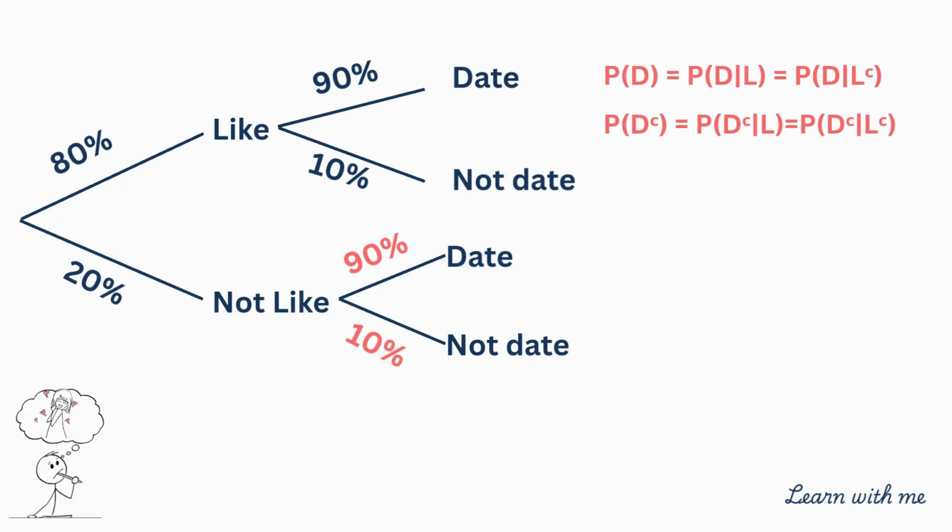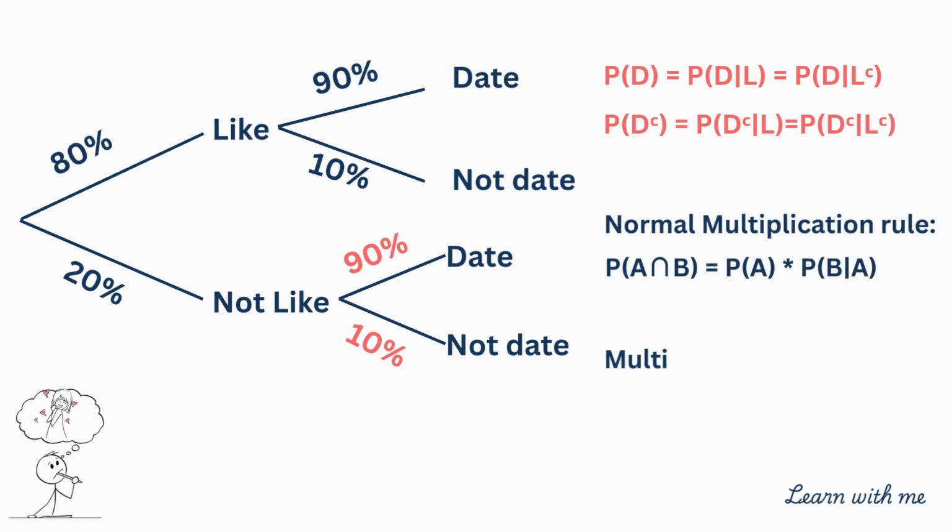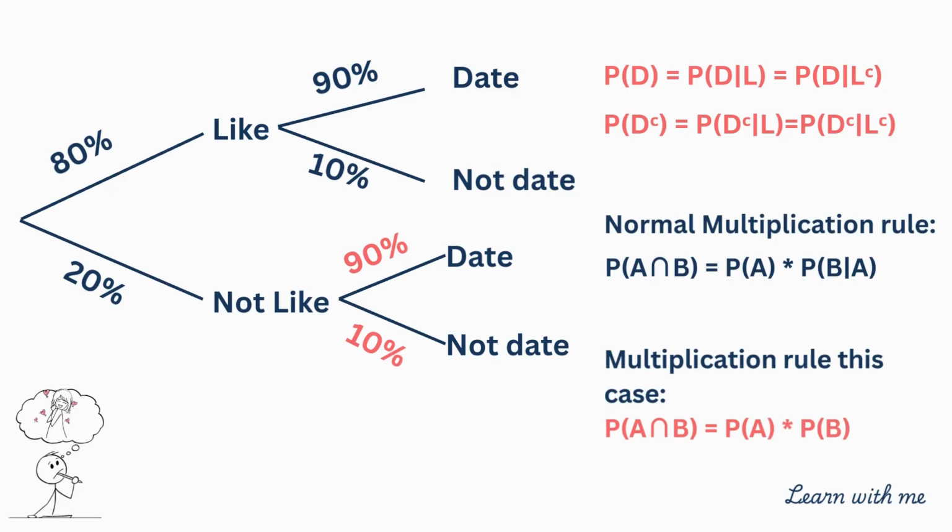The multiplication rule then simplifies. Instead of writing probability of A and B equals probability of B times probability of A given B, we just write it equals probability of A times probability of B. In other words, for independent events, we can drop the conditional part.